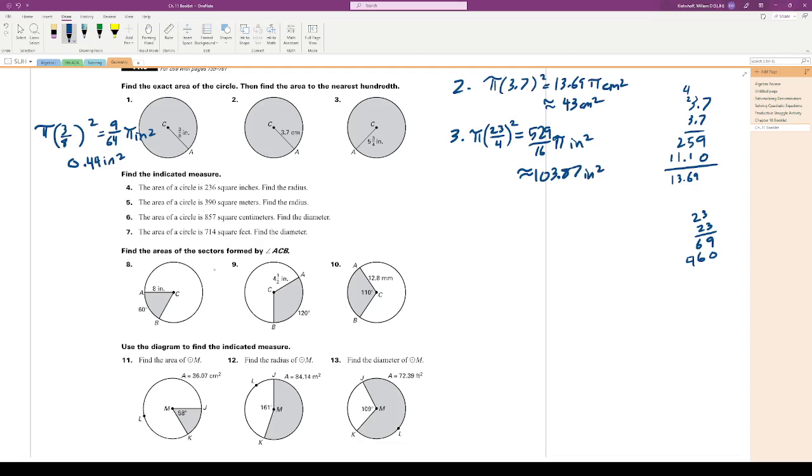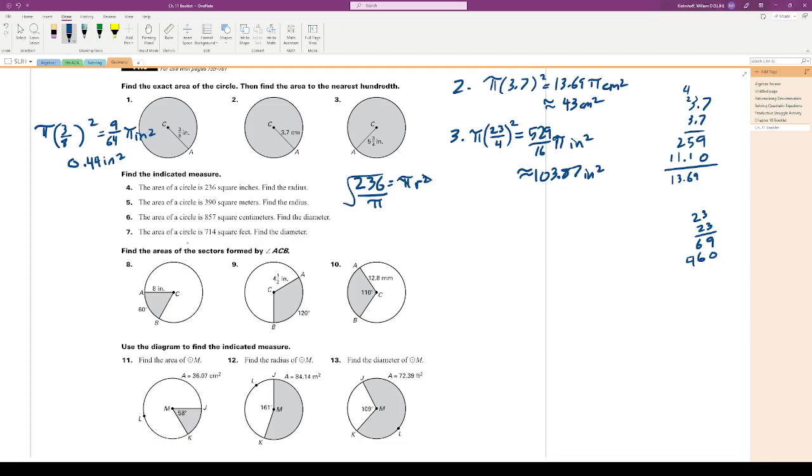All right, so that's the kind of thing we're doing with areas of circles. This is just solving backwards, so using the formula and solving for r or d. So I guess I'll do like one of those. So we have the area of a circle is 236 square inches. So 236 equals pi r squared, since we're looking for radius. So we're going to divide by pi to cancel that. And then we're going to take the square root to cancel that and get r equals the square root of 236 over pi.